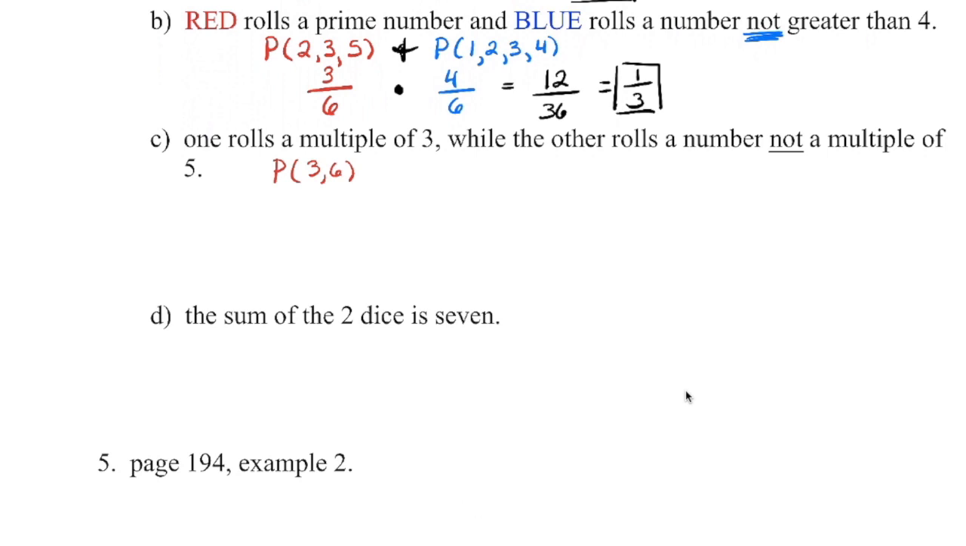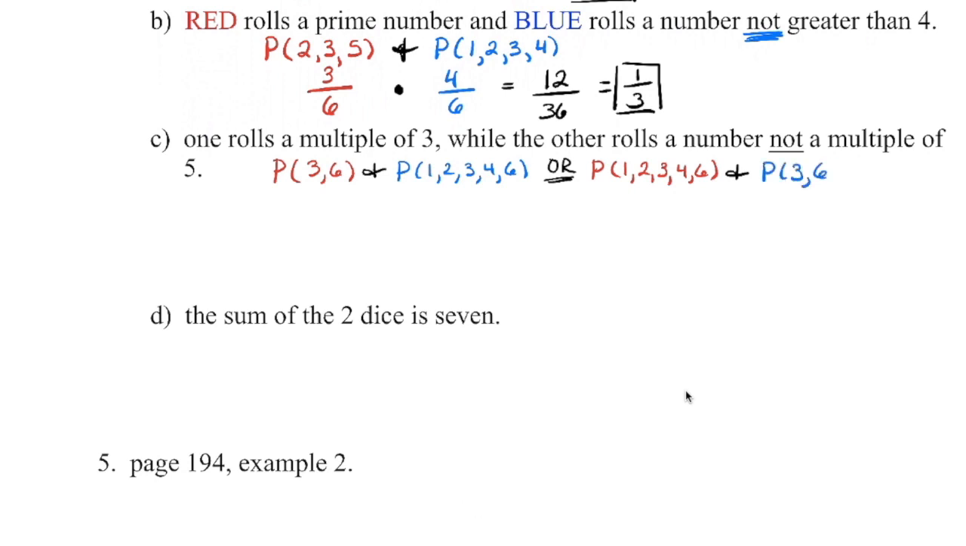The other dice rolls a number that is not a multiple of 5. So, well, the one dice is doing that. The next dice is going to roll a number not a multiple of 5. Well, the only multiple of 5 on a dice is 5. So everything else fits under 1, 2, 3, 4, 6. That's one scenario. Or the second thing that can happen is we can have the red dice rolling a number that is not a multiple of 5: 1, 2, 3, 4, 6. And we can have the blue dice rolling a multiple of 3.